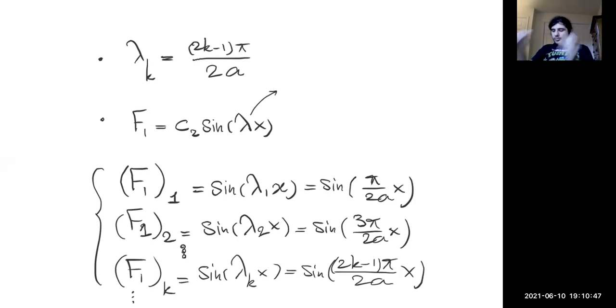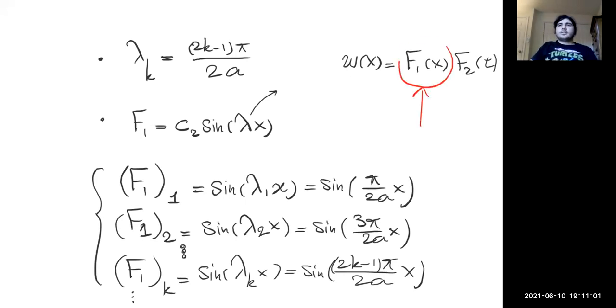Okay, so let's go back. We said, let's assume w is equal to f1 of x times f2 of t, and we try to find each of them. Now we have the solutions for this f1, and there is not just one solution. There are infinitely many different solutions. That's great. So we found solutions for f1. Now we should see if we can find any solution for f2. That's where we are now.